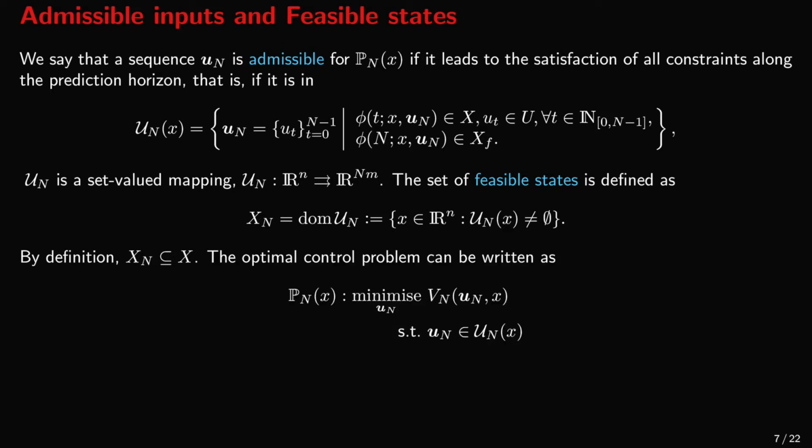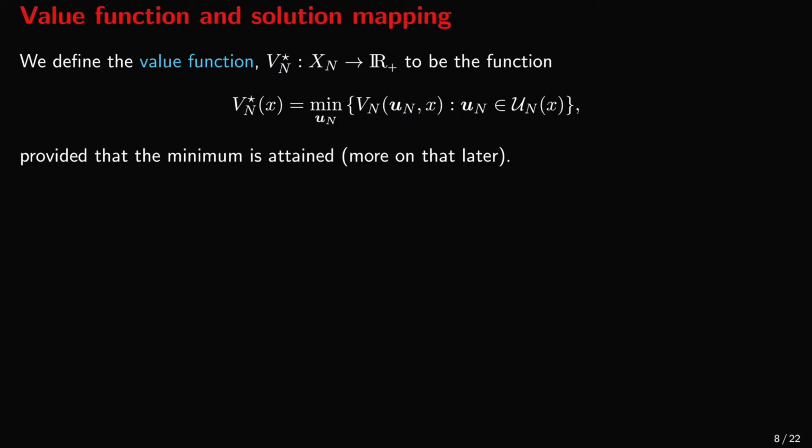We can now write the optimal control problem as the problem of minimizing the cost function Vn subject to the sequence of control actions u boldface n being admissible. The problem is feasible for all x that are inside the set Xn. The value function of this problem is defined to be the minimum of the cost function subject to the constraints, provided of course that this minimum exists. This is denoted by Vn star. As we've discussed earlier, we cannot assume that the minimum is attained, even in the convex case, unless we impose appropriate conditions. More on that later.